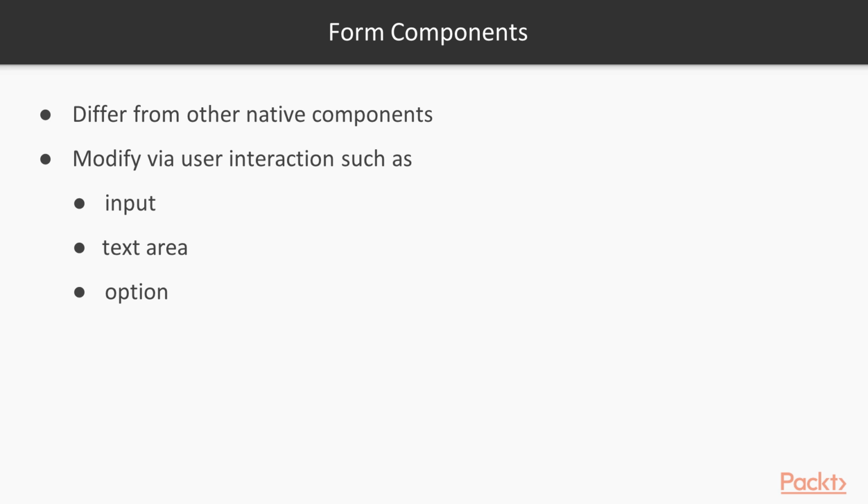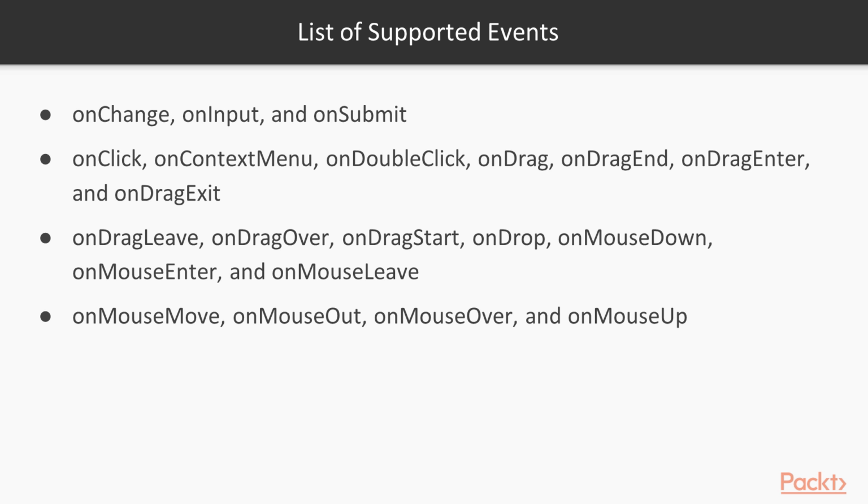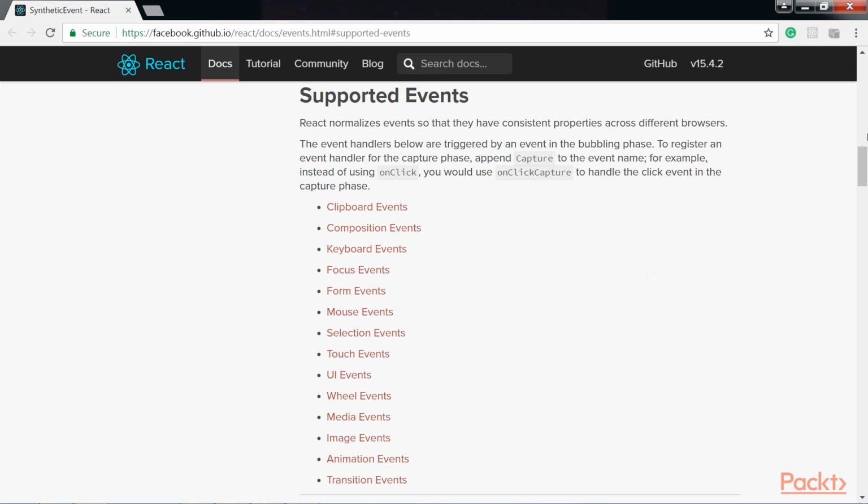Form components. In React, form components differ from other native components because they can be modified via user interaction, such as input, textarea, and option. Here is the list of supported events: onChange, onInput, onSubmit, onClick, onContextMenu, onDoubleClick, onDragEnd, onDragEnter, onDragExit, onDragLeave, onDragOver, onDragStart, onDrop, onMouseDown, onMouseEnter, onMouseLeave, onMouseMove, onMouseOut, onMouseOver, and onMouseUp. A full list of supported events can be found in the official documentation at the facebook.github website.